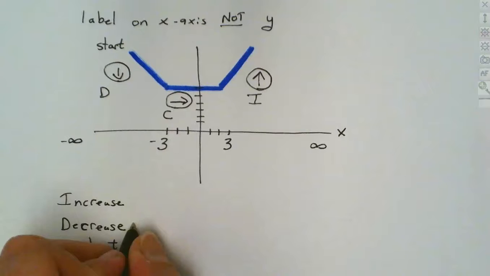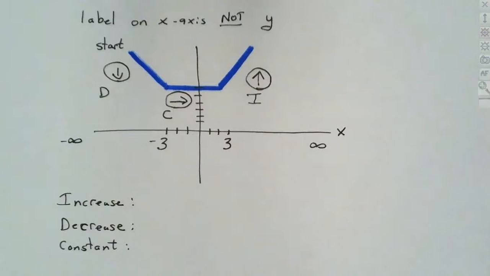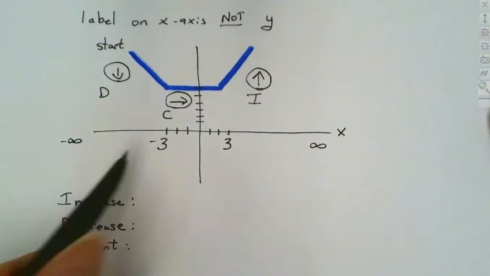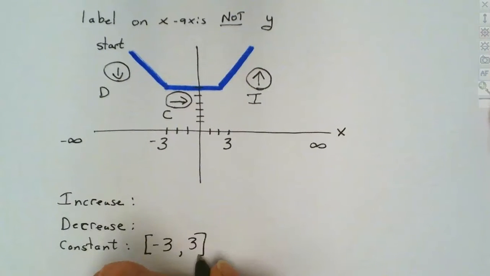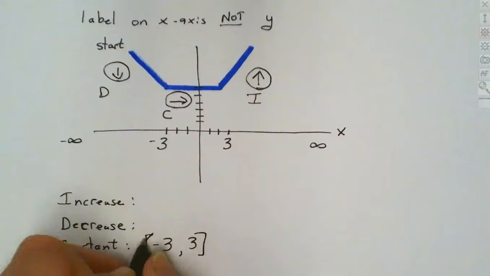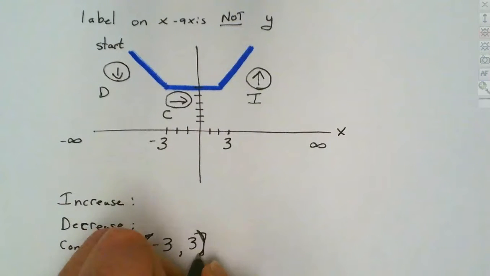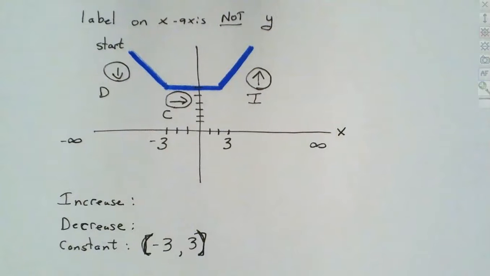And the easiest one to probably get is where it's constant. So where is it going to be constant from? -3 to +3. We use a square bracket, actually, they use parentheses in this case, because it changes at that point. So we're going to use parentheses on those. Now, what about the decrease part?